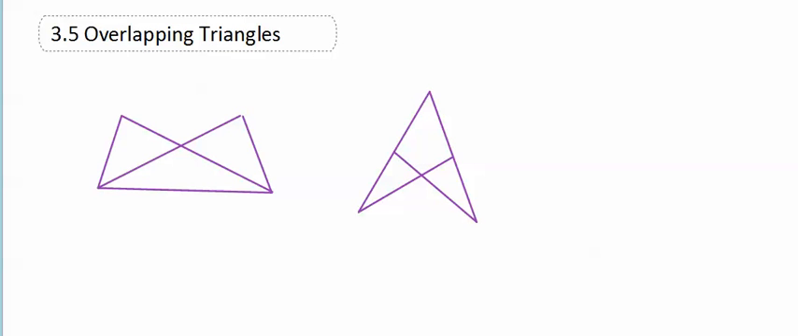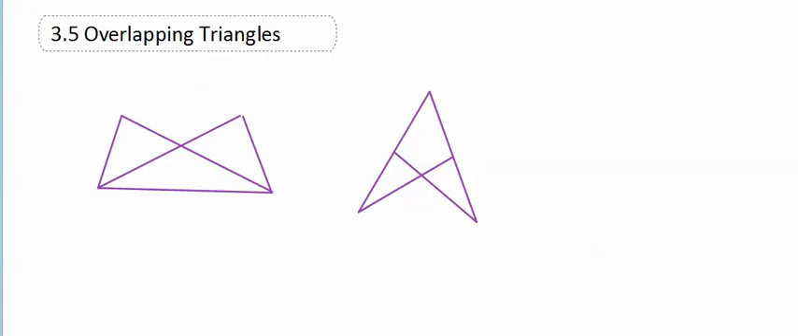Section 3.5 talks about overlapping triangles. One of the most difficult things in doing these types of problems is looking at the diagram, deciding how many triangles there are, and if indeed there are overlapping parts to the triangles.